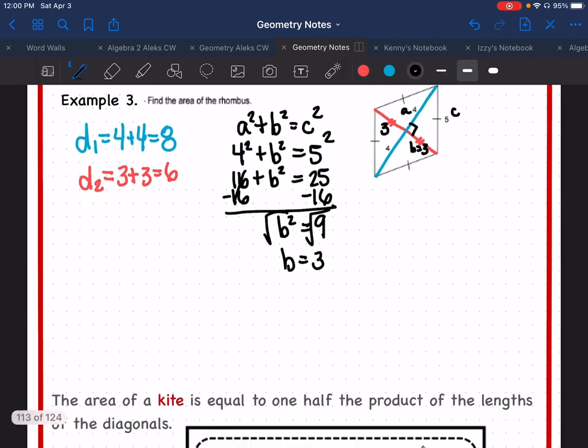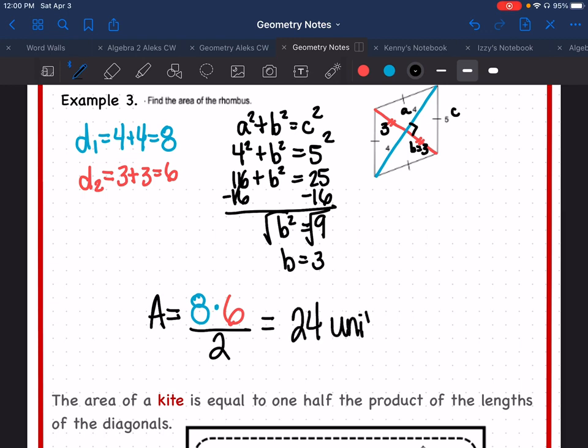All right, so area equals D1 times D2 divided by 2. And I can go ahead and put that all in the calculator at the same time, and I end up with 24 units squared.